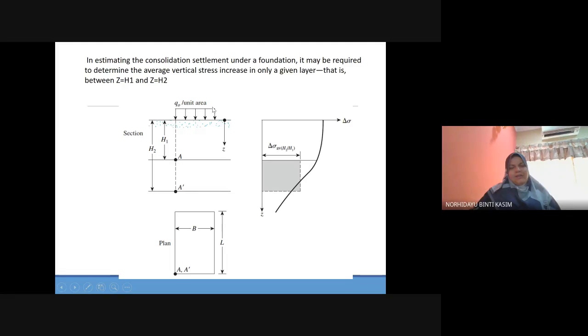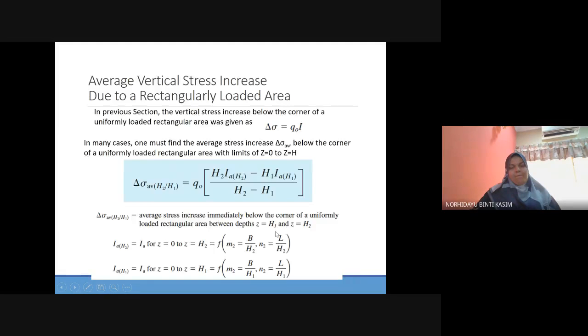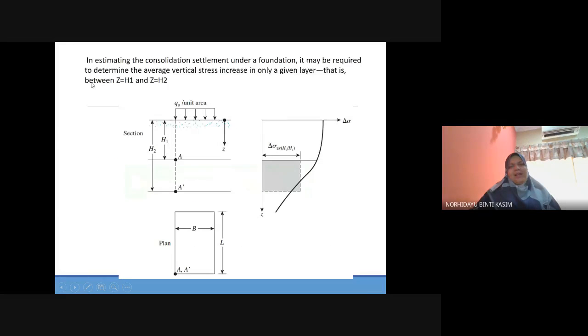This is your foundation, just now. So I_AH2 is equal to this equation, and I_AH1 is equal to this equation. In estimating the consolidation settlement under a foundation, it may be required to determine the average vertical stress increase in a given layer, that is between Z1 and Z2.